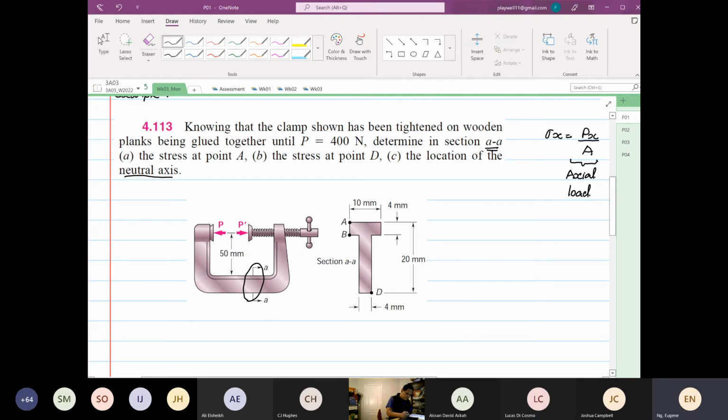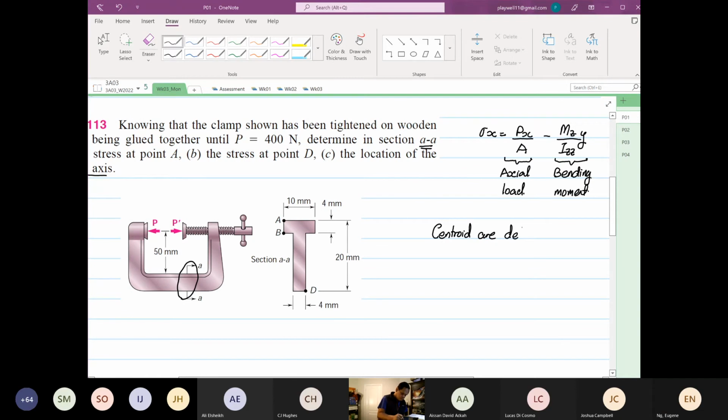So remember what I told you about neutral axis and centroid. The centroid is determined based on geometry, whereas the neutral axis is based on the stress field distribution.